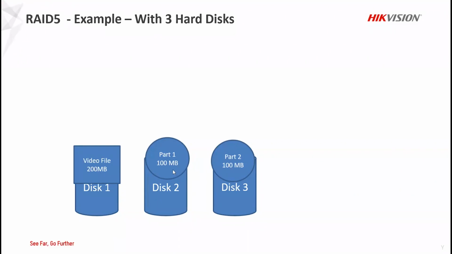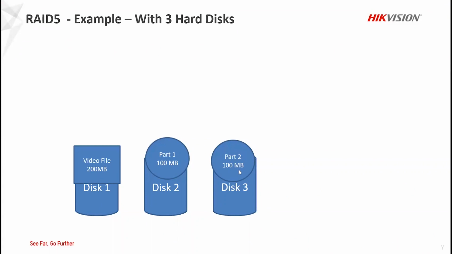Let's say disk 2 fails. We remove disk 2 and insert a new disk. Can we make part 1? Yes, because we know the total file and we already have part 2. Then it is very simple to identify what part 1 is. So it will rebuild and create part 1.